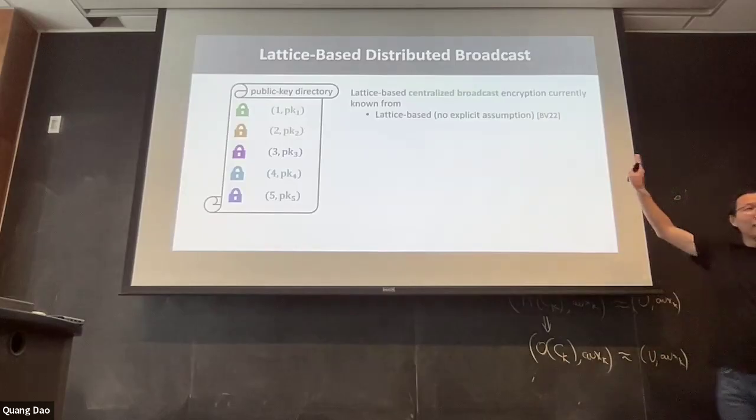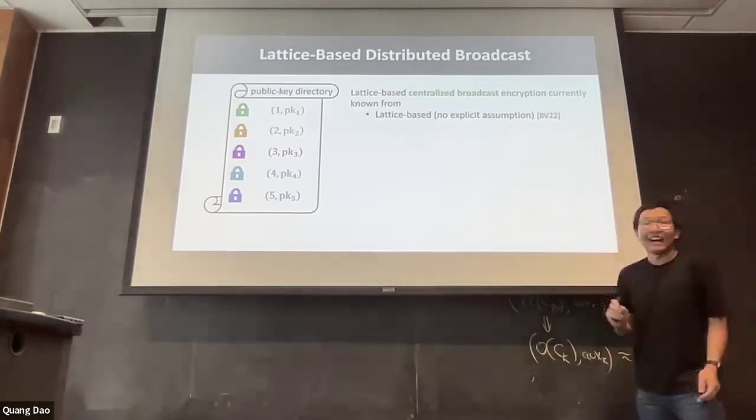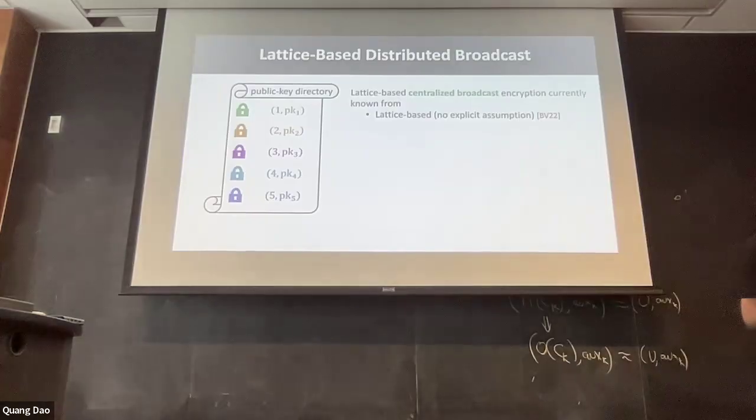And I encourage all of you to spend some time thinking about it. It's a really beautiful problem. It's a very simple functionality, and yet it has eluded all of our efforts as a community for essentially more than a decade. Nonetheless, we have made quite a bit of progress. Sergey and Vinod, in '22, proposed a lattice-based instantiation of centralized broadcast encryption. This is a very elegant construction. Unfortunately, it doesn't have an explicit assumption.